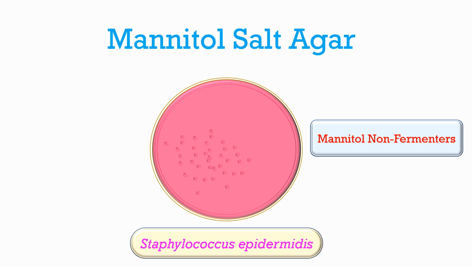There are some other Staphylococcus species that are also mannitol fermenters. Examples are Staphylococcus capitis, Staphylococcus xylosus, Staphylococcus cohnii and simulans. So further biochemical tests may be needed.